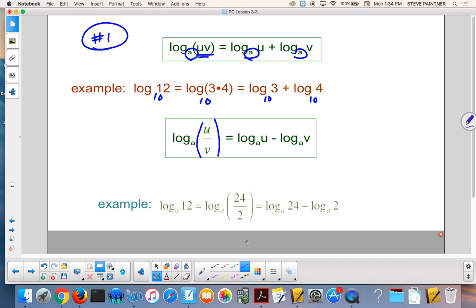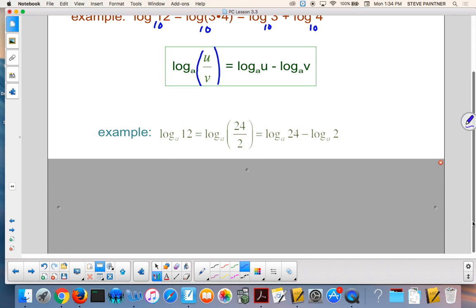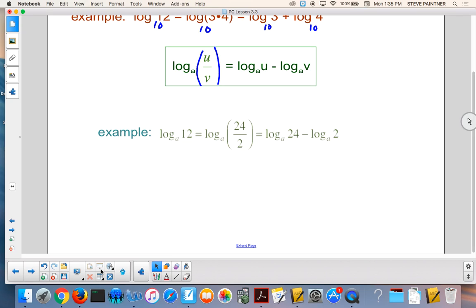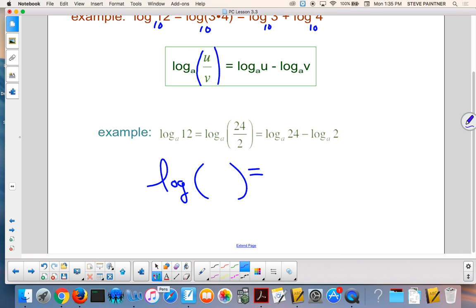Bases don't change. So going with what Aomi said, why does it have to be 24 divided by 2? It doesn't. Give me another way to write that. Log of 12 could also be what? How else can you get 12 with division? 36 over 3. Okay? So if you saw that, you'd do what?